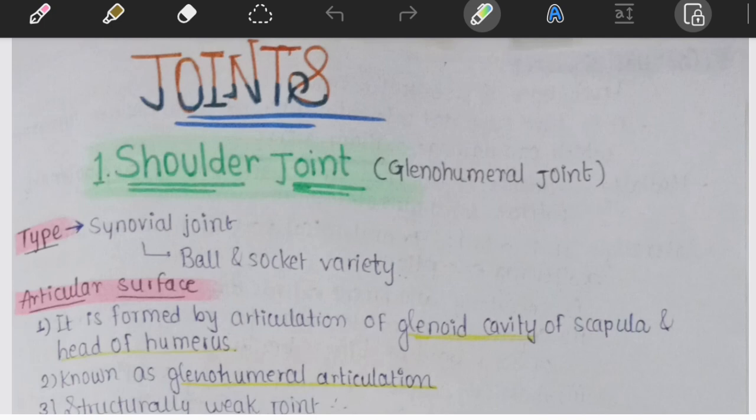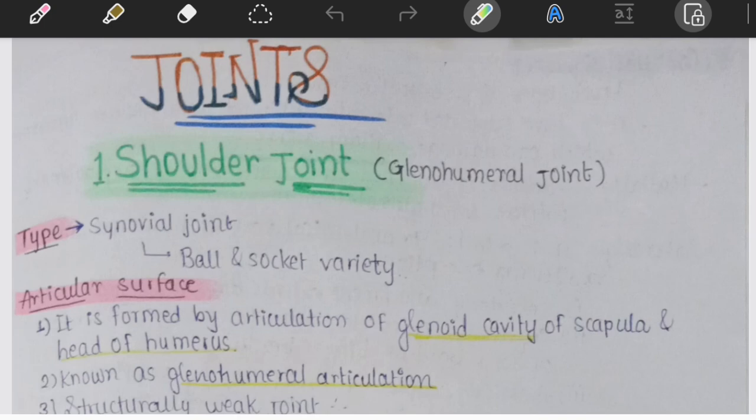Let's begin. The shoulder joint is also called the glenohumeral joint. It is synovial and, more specifically, a ball and socket synovial joint. Remember one thing, a ball and socket joint always allows movements in multiple planes. That's why you can move your shoulder in 360 degrees, and that's why the shoulder has a maximum range of movement.